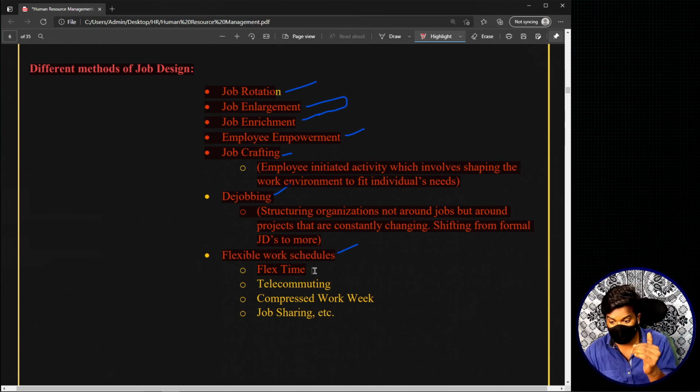It is one of the sub methods under the main method, flexible work schedules, where you're trying to bring flexibility in the work schedules. And one of the methods is flex time, where you bring flexibility in the timings of operations of the particular job. Now the second method under flexible work schedules is telecommuting, which is in simple terms work from home. Telecommuting is actually the professional term for work from home.